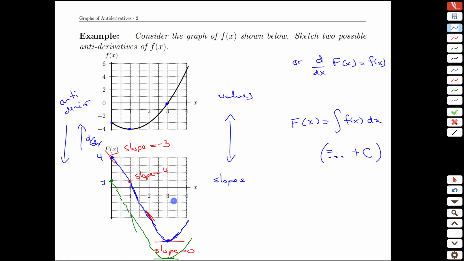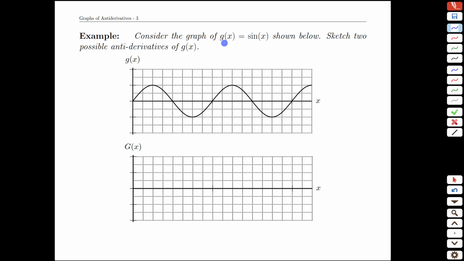All right, that's a good starting point. It helps to reinforce the ideas by a few examples though. So let's continue looking at some further graphs. Let's consider g of x, which is equal to the sine of x graph. And this is a graph that we're pretty familiar with, and we're asked again to sketch two possible antiderivatives of g of x. Same relationships apply.